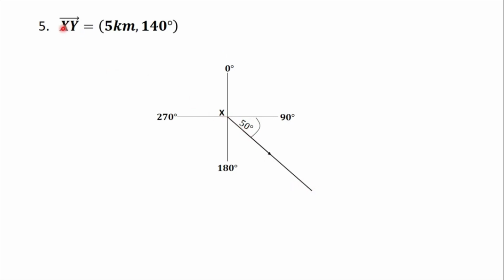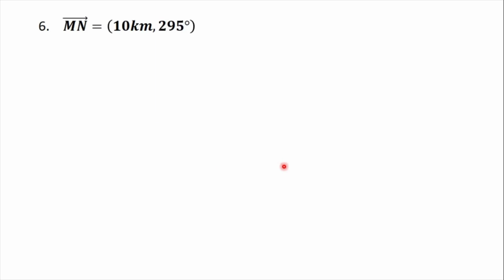Now we are moving from X to Y. So it means that our starting point is X and the ending point is Y. The length of the line is 5 kilometers. So you write it on the line as 5 kilometers. So you see in the magnitude bearing form also, we can represent the vector on a diagram. Let's take the last question.